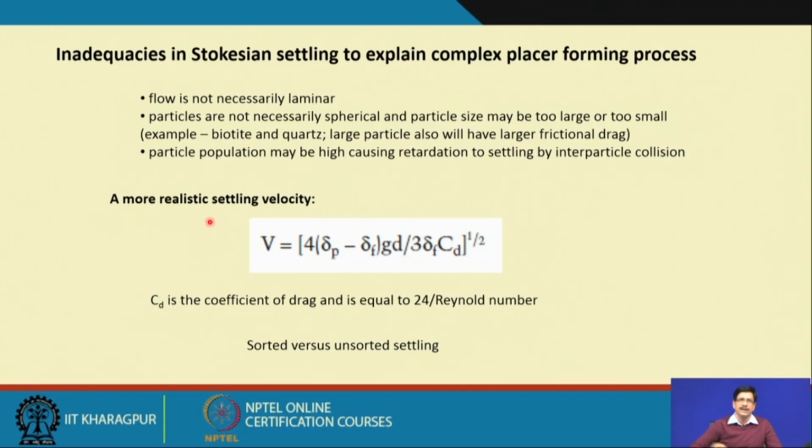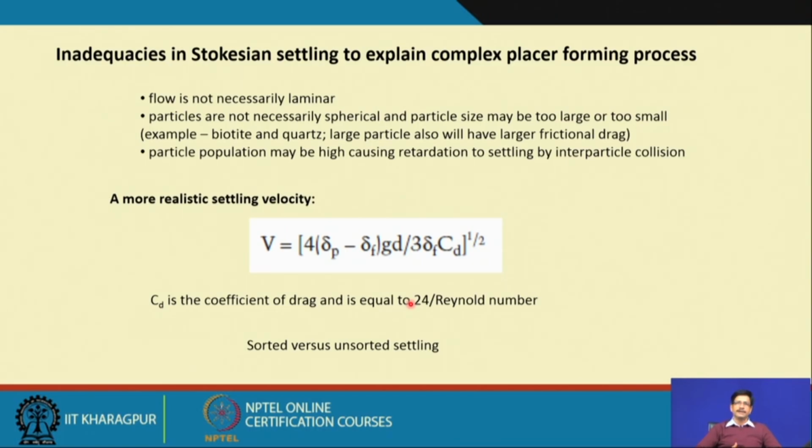So looking at this, a more realistic relationship which was given, which again we have not derived here, but we could just see that instead of having a square relationship with D, actually it is having a square root relationship, where CD is the coefficient of drag and is equal to 24 times the Reynolds number. So that would more correspond to a situation where these basic assumptions are violated.